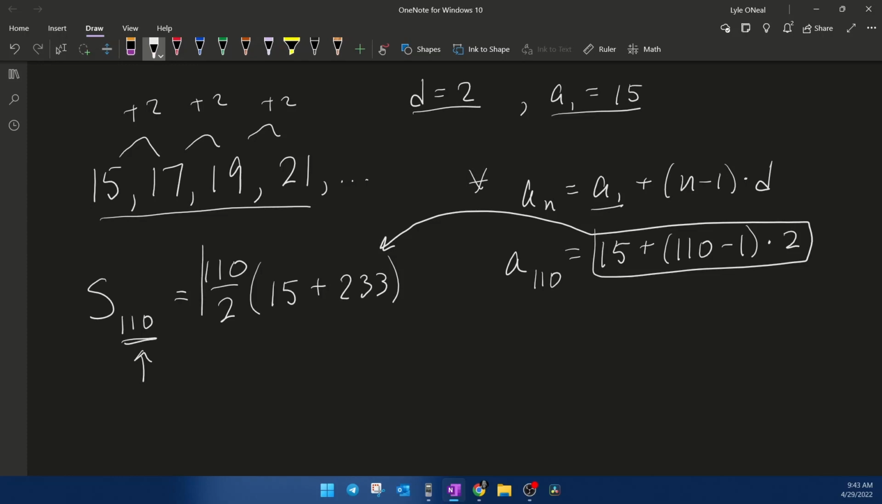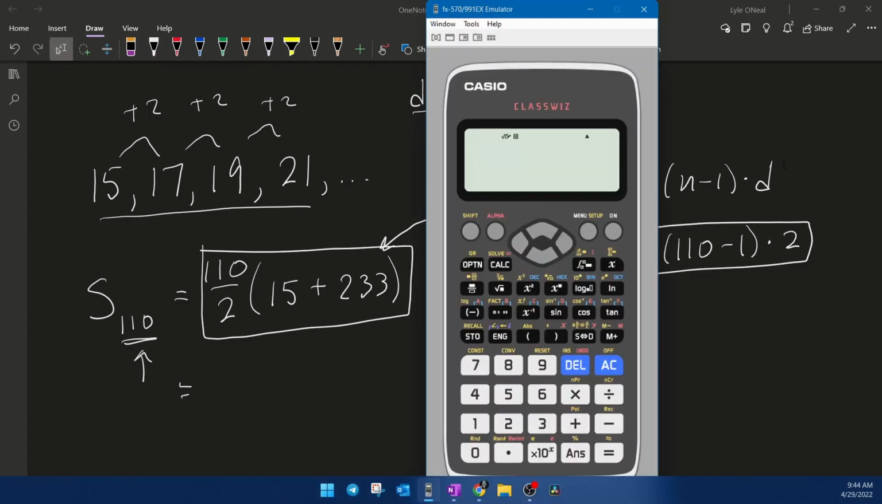233. And then guess what? Back to the calculator to calculate this value. All right, here we go. I'm using my fraction button: 110 over 2 times 15 plus 233 works out to be 13,640.